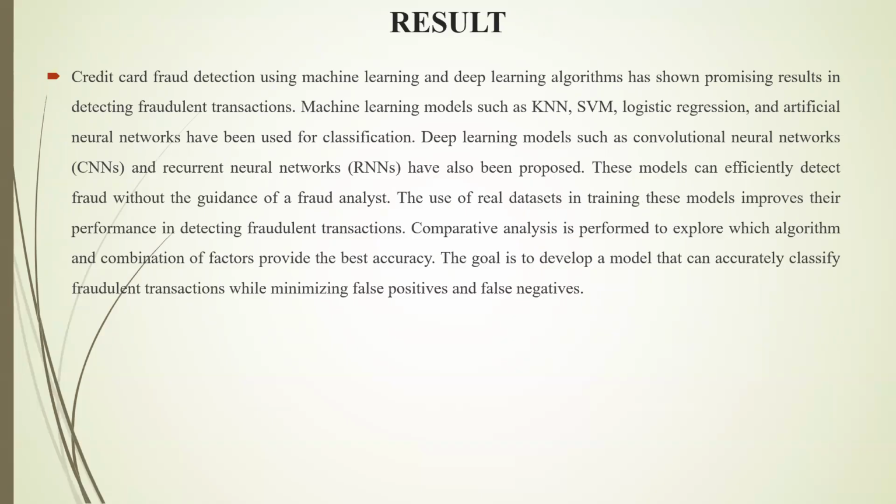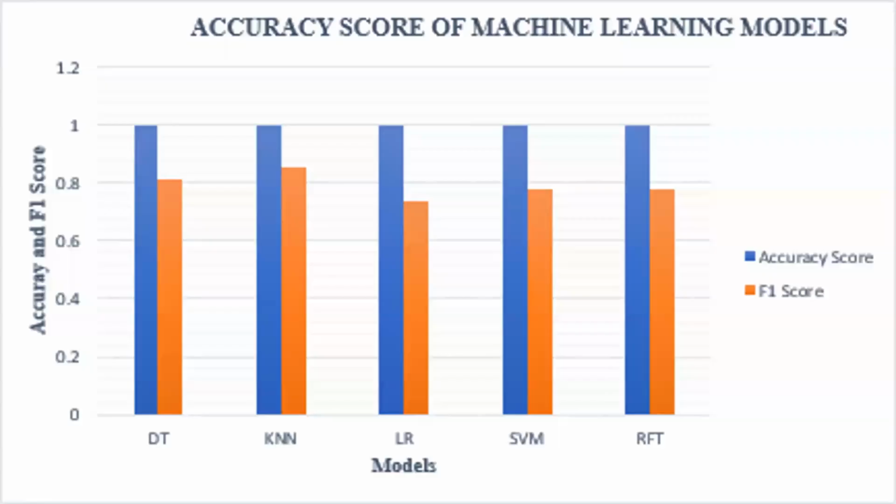So all the algorithms in machine learning, that is KNN, SVM, decision tree, logistic regression, and the deep learning models such as convolutional neural networks and recurrent neural networks have all been proposed in it. So a comparative analysis of machine learning and deep learning is done. The goal is to develop a model that can accurately classify fraudulent transactions while minimizing false positives and false negatives.